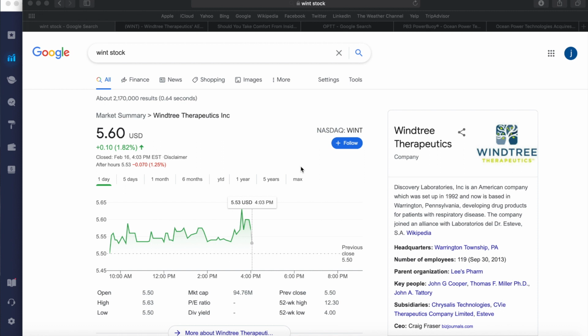Today, I have two stocks that I think you should be very interested in because I think they're going to have some great potential. And just remember, I'm not a financial advisor.